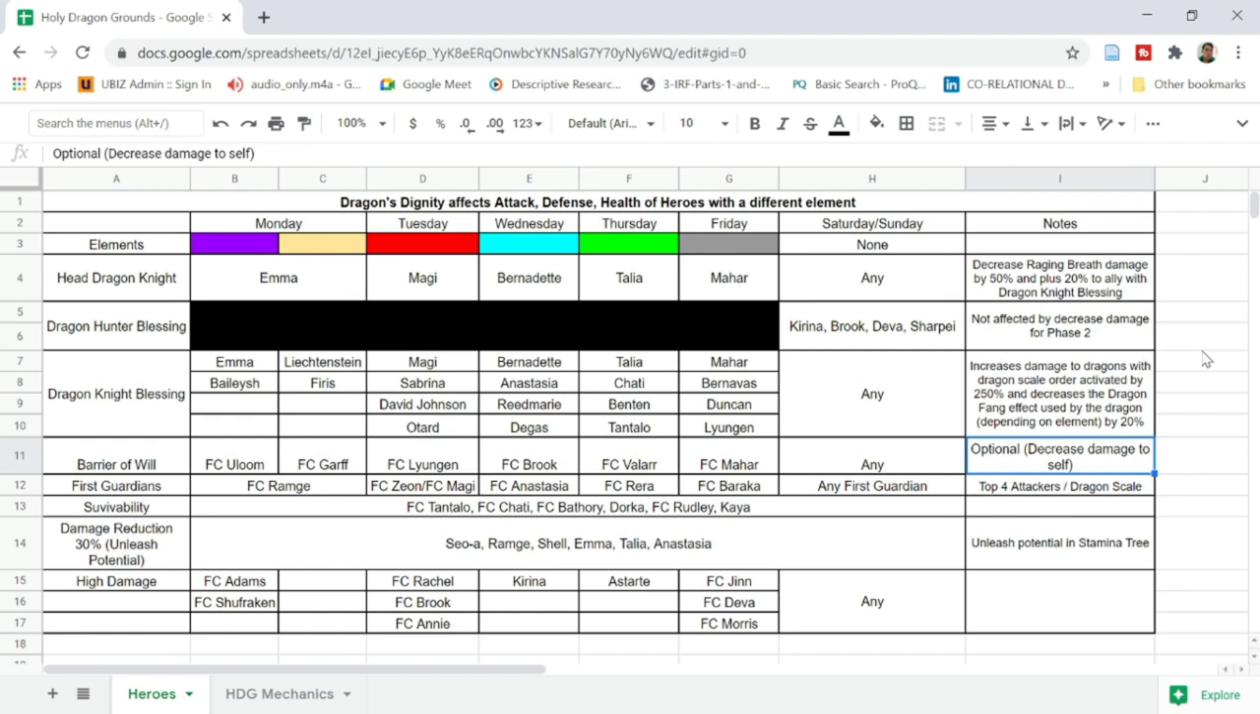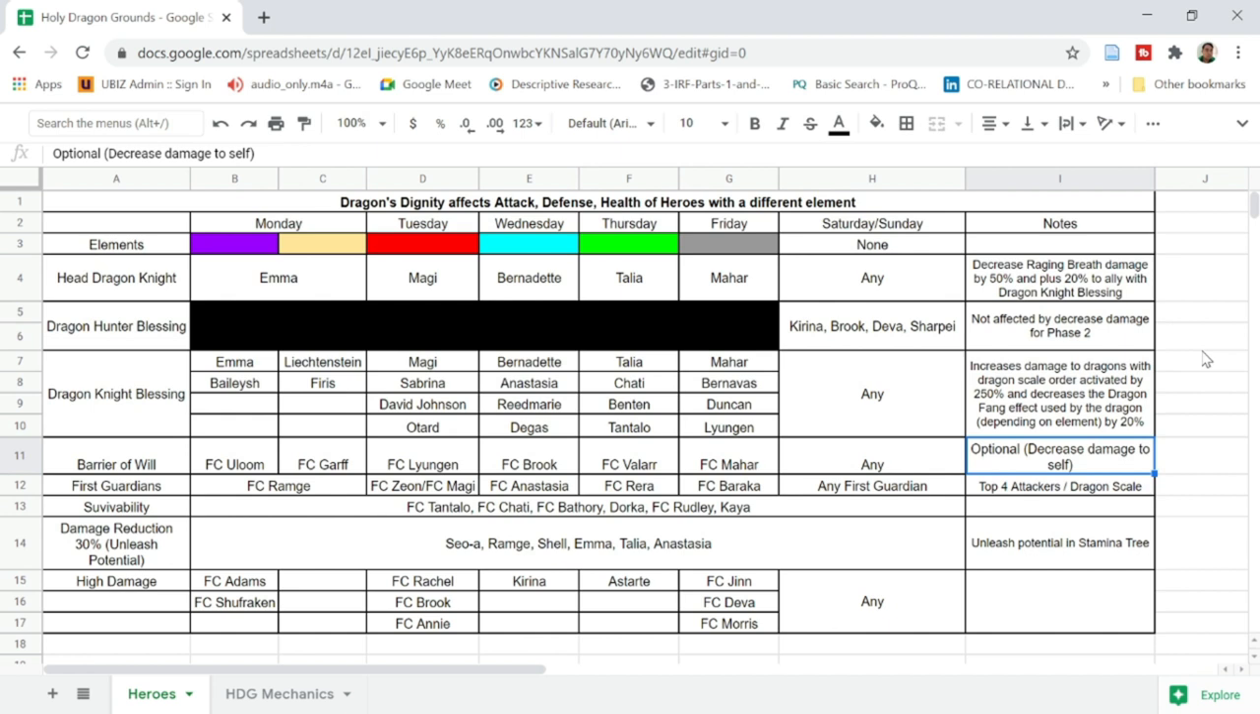So that is just what you have to take note. So again, moving back to Head Dragon Knight. For each corresponding day you have a Head Dragon Knight, it's actually okay if you don't bring the corresponding hero for that specific day for Head Dragon Knight. Again, Dragon's Dignity just applies.